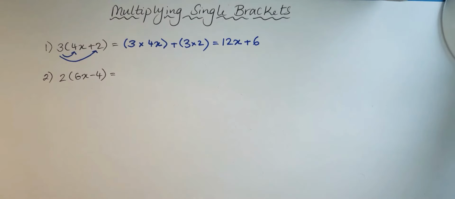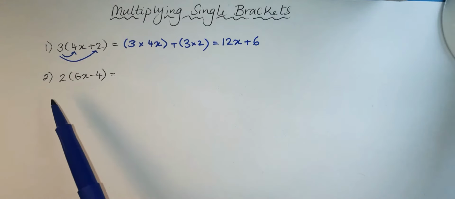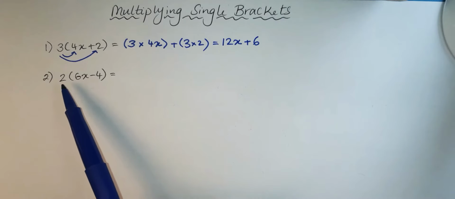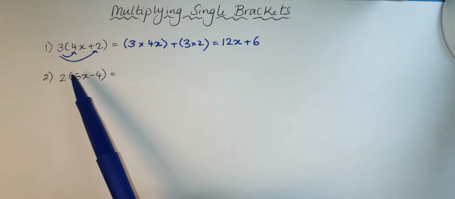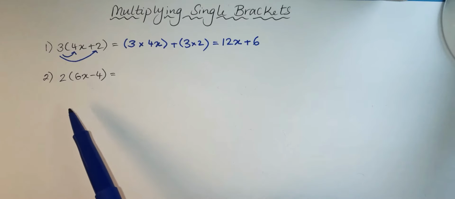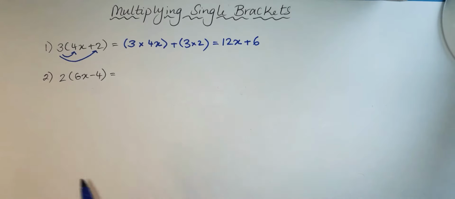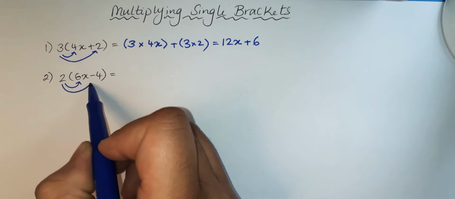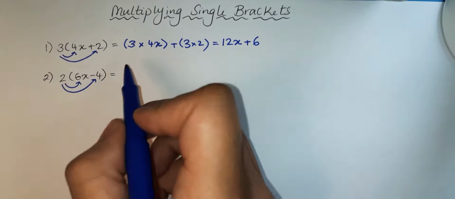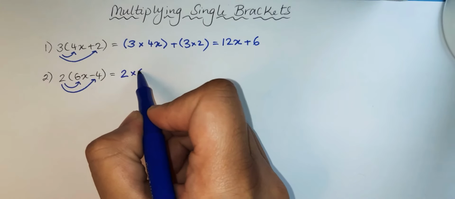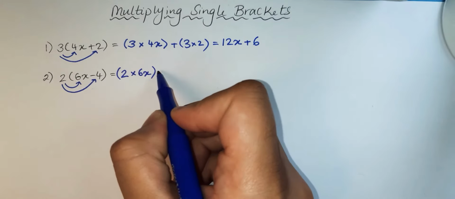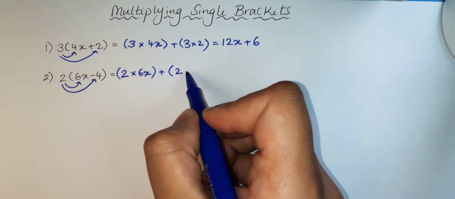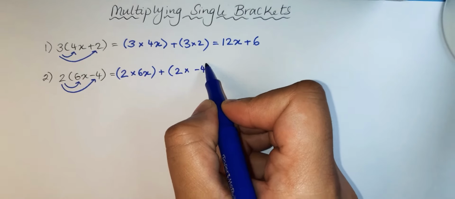So here is the second question. And again, you can see that we have a number outside the bracket, and then we've got a bracket, and inside it says 6x minus 4. So if we're multiplying this out, we would have to do 2 times 6x plus 2 times minus 4. So 2 times 6x plus 2 multiplied by minus 4.